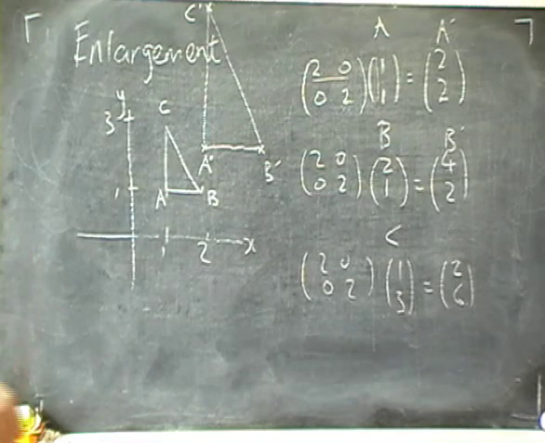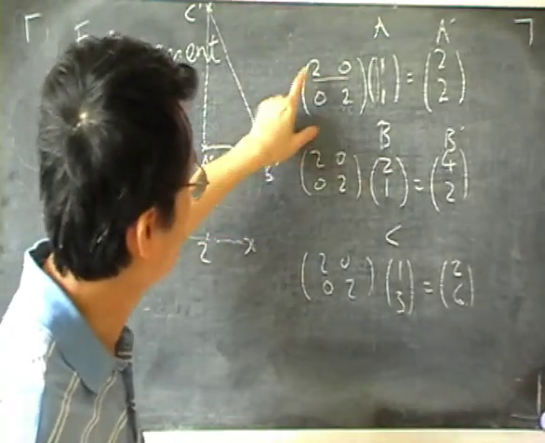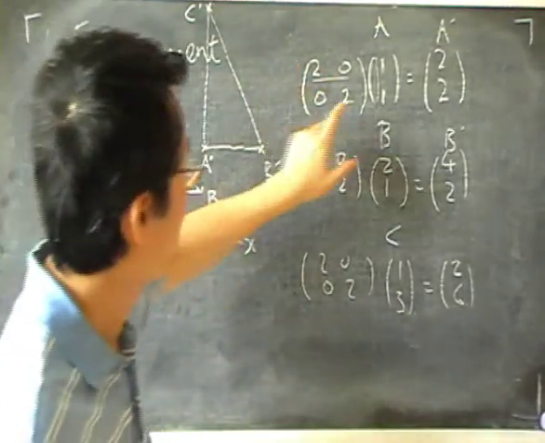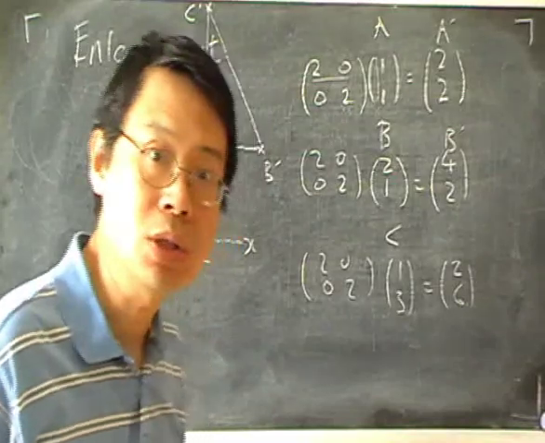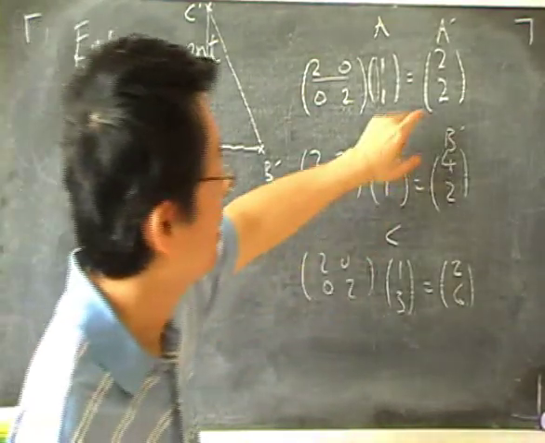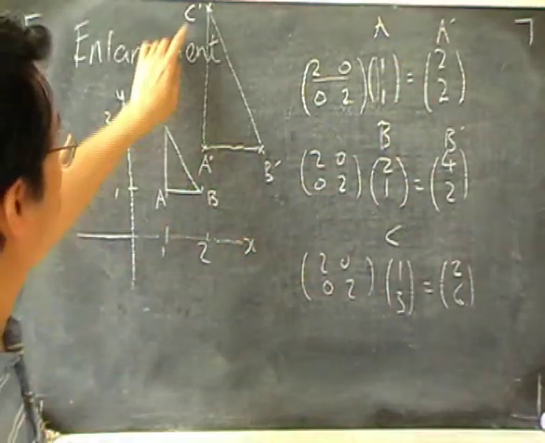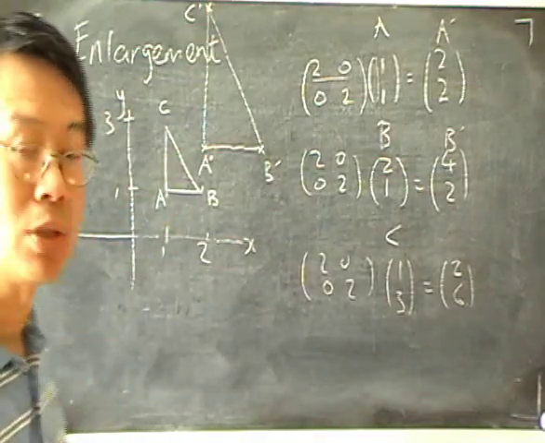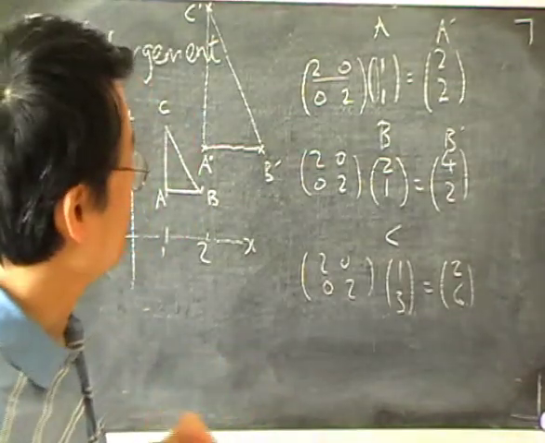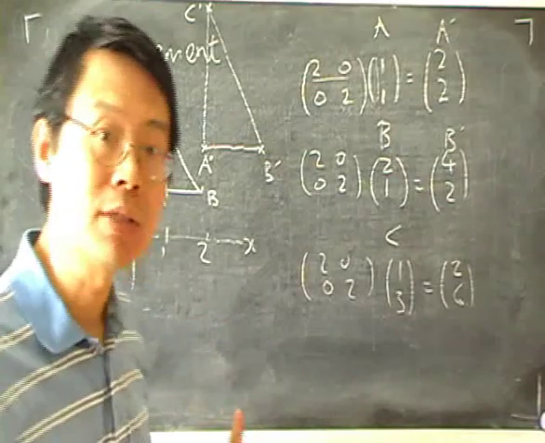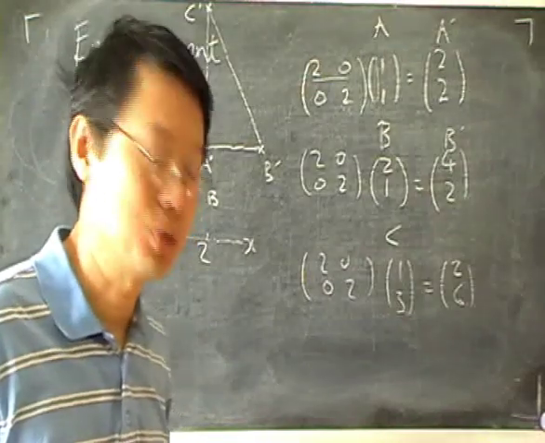So what I've done is that I have simply assumed that we are given this matrix 2, 0, 0, 2, and I multiply it by the x and y for each of the corners of the triangle, and then I plot the new points for the corners and join them up to make the triangle, and I get a bigger triangle. So from this exercise, we can see that this matrix has the effect of enlarging the triangle. We call this an enlargement matrix.